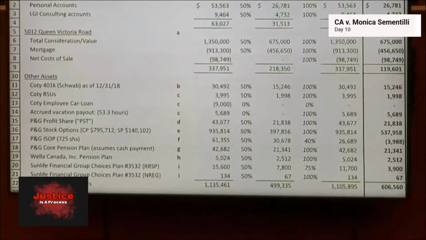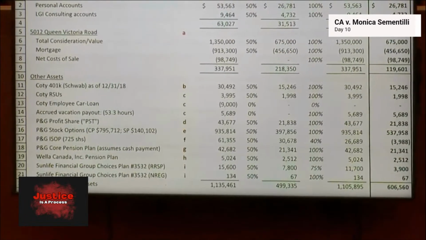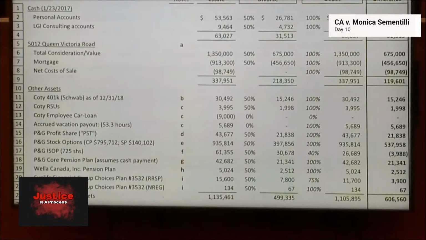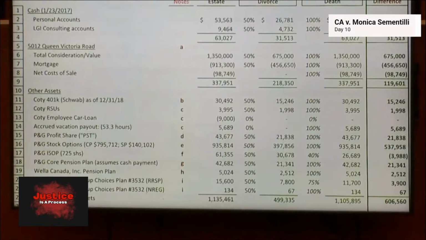Okay. And again, this was an amount that, just like the vacation, was paid out and transferred to the defendant in March of 2017. So she benefited by almost $22,000 through the death of her husband on this one. That's correct. All right.